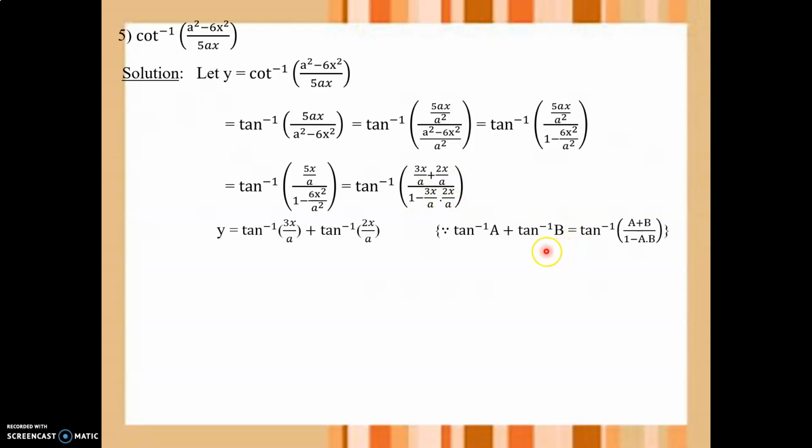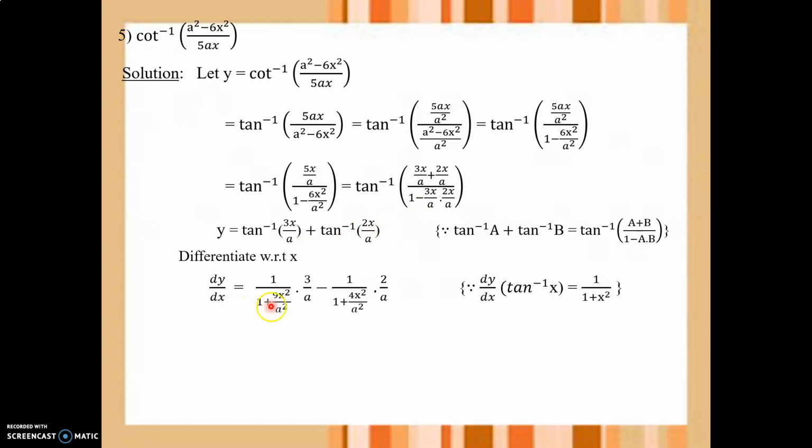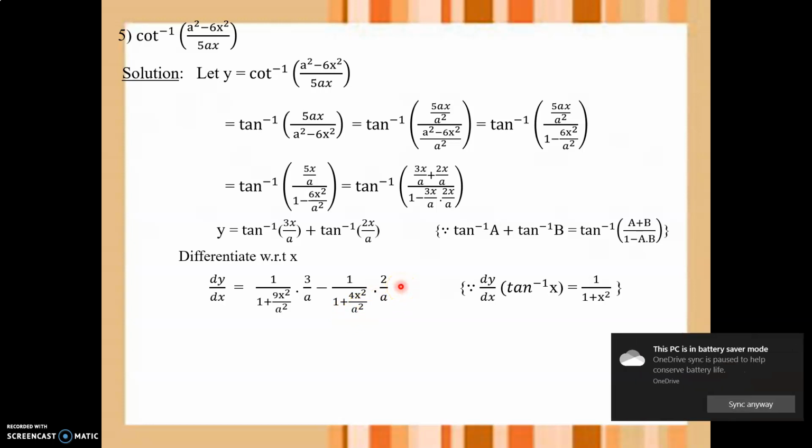This is the formula: tan inverse a plus tan inverse b is equal to tan inverse of a plus b upon 1 minus a into b. So we can split this term as tan inverse of 3x upon a plus tan inverse of 2x upon a. Now differentiating with respect to x, you will get 1 upon 1 plus 3x upon a whole square, that is 9x square upon a square, into derivative of 3x upon a, which is 3 upon a, minus derivative of tan inverse 2x upon a, which is 1 upon 1 plus 4x square upon a square, into derivative of this, which is 2 upon a.